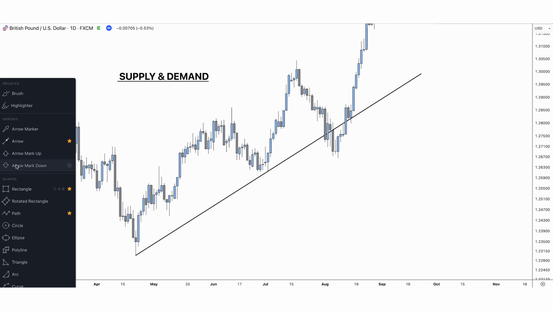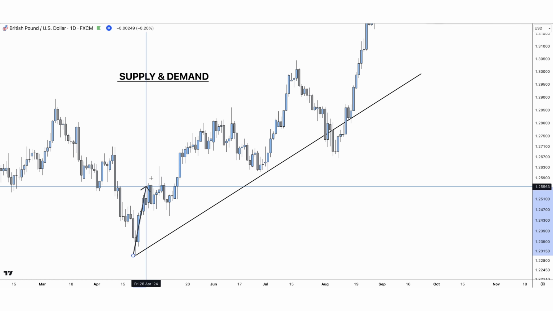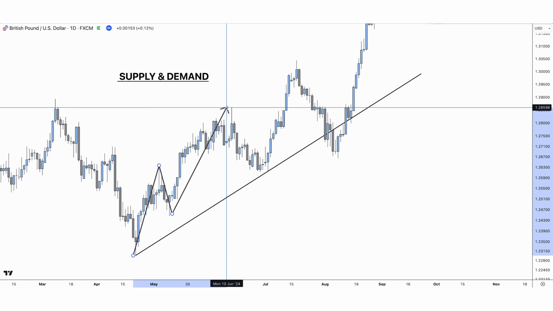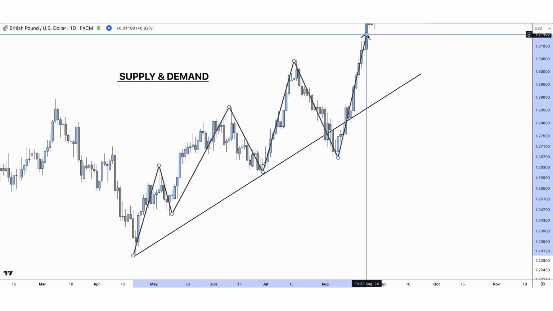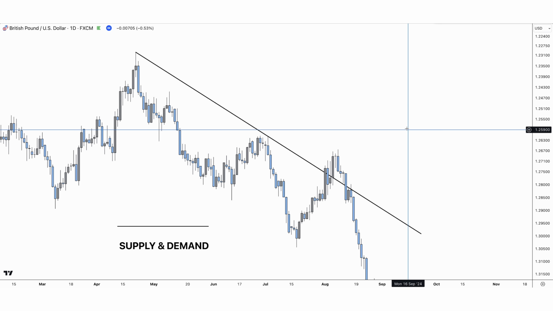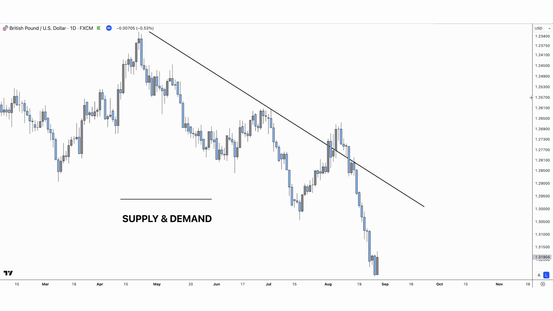First things first, we want to consider the structure that we've already looked at. So we want to make sure we're following the market by looking at the highs and the lows. And if the market is continually making higher highs and higher lows, we want to buy it. If it's making lower highs and lower lows like this one, then we want to sell it.